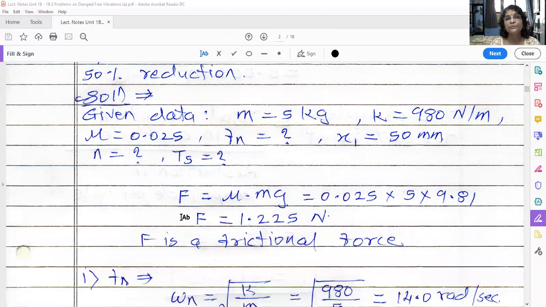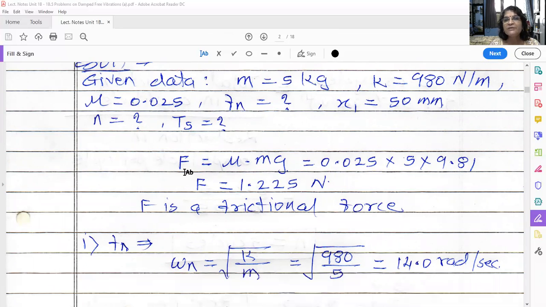As this is Coulomb damping, we know that the system will vibrate with natural frequency only, that is omega n, and frictional force will be present there. So let us calculate the frictional force first. F is equal to mu into mg. m is given, g is 9.81, mu is given. So frictional force comes out to be 1.225 Newton.